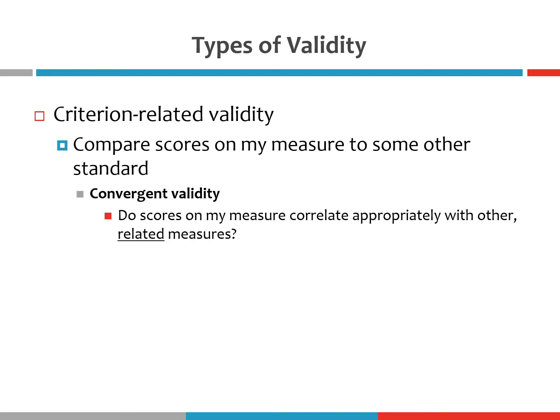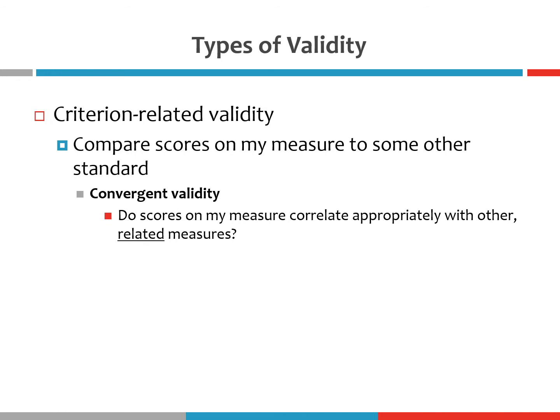Well, one of the things we can do is assess our questionnaire using what's called criterion-related validity. Criterion-related validity is going to compare scores on our measure or our questionnaire to some other standard. Okay, so we're going to compare respondents' answers or scores on our measure to some other standard, right? And there are multiple types of criterion-related validity, so let's look at them together.